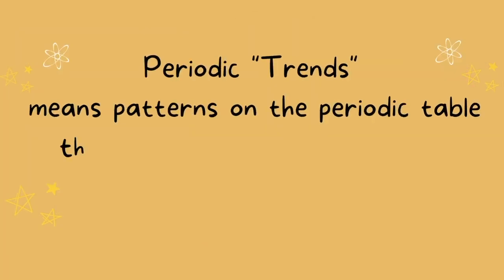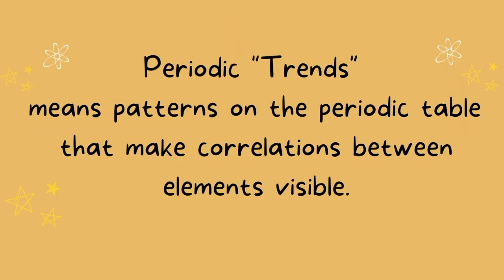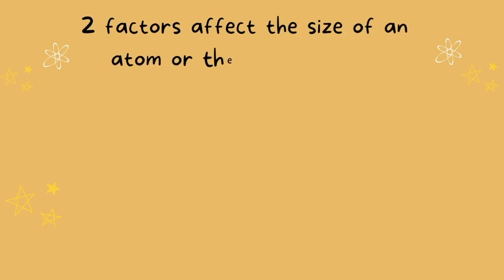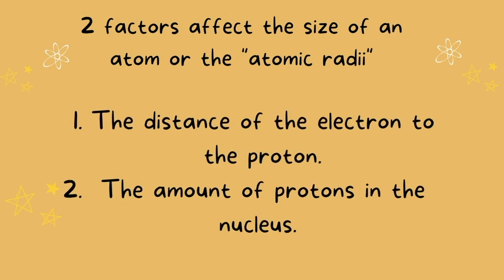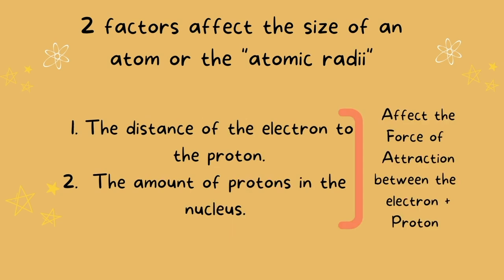Periodic trends refer to various patterns seen on the periodic table that help us visualize correlations of the elements. Before we jump into atomic radii, we must first understand a few basic concepts. For one, there are 2 factors that affect the atomic radii or size. One is the distance between the valence electron or electrons in the outermost shell and the protons within the nucleus. The second is the amount of protons in the nucleus. Both of these influence the force of attraction between the protons and electrons.